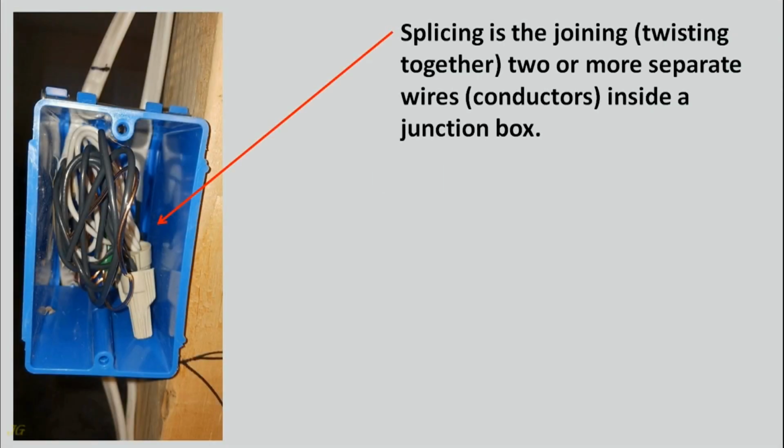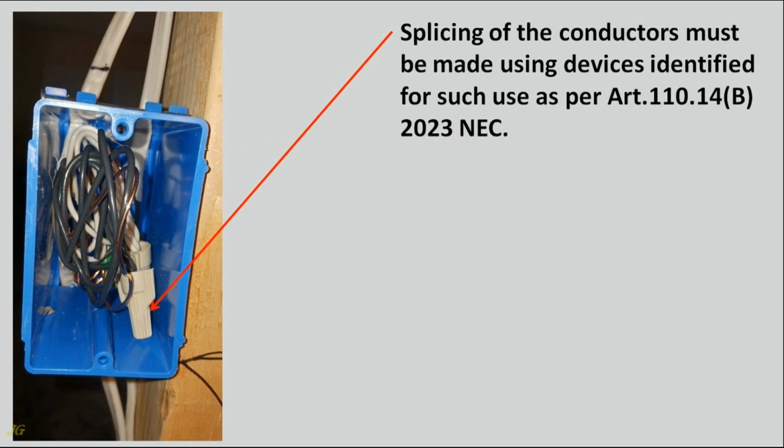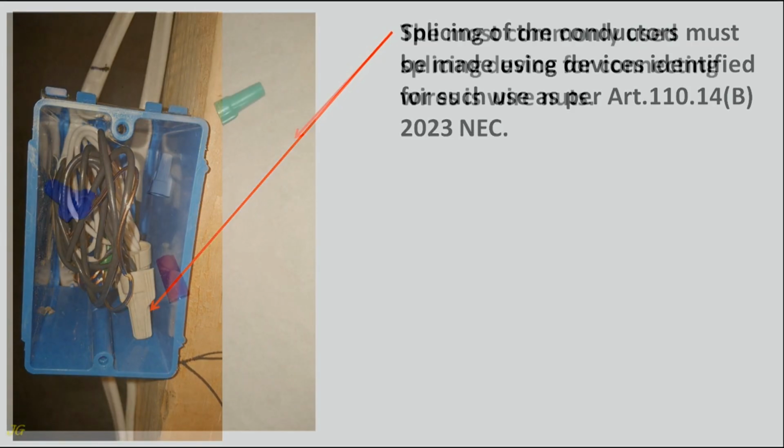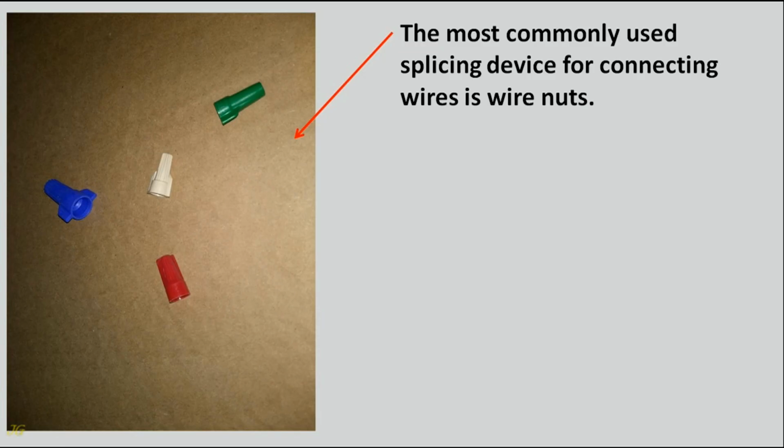Cable splicing. Splicing is the joining, twisting together, of two or more separate wires, conductors, inside a junction box. Splicing of the conductors must be made using devices identified for such use as per Article 110.14(B), 2023 NEC. The most commonly used splicing device for connecting wires is wire nuts.